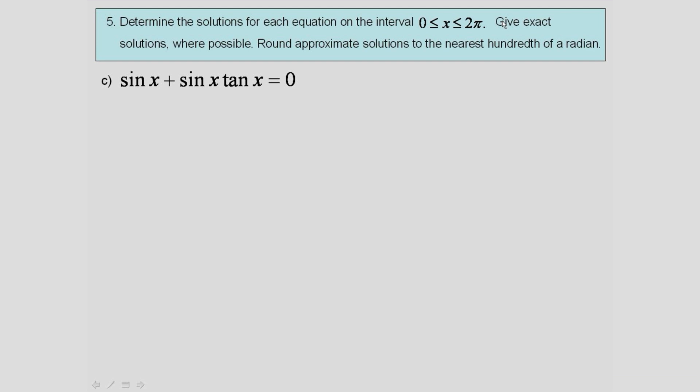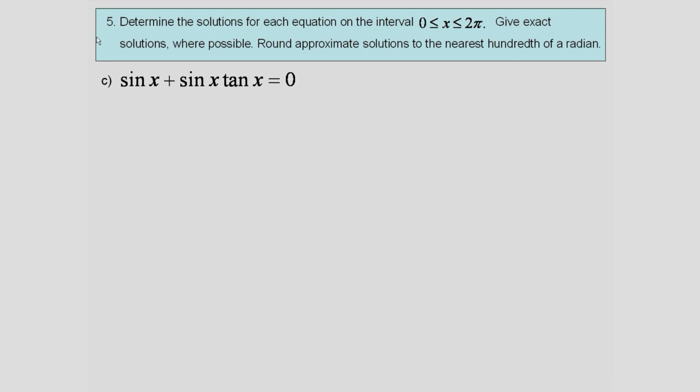Same question, different equation. Right away, this looks a little intimidating because of all the trig ratios that we see. We've got a sine x plus another sine x times a tan x. So where do we even begin? You might want to try turning this tan into a sine over cos. But before you go and make a big change like that, it's always a good idea to see, can you factor?